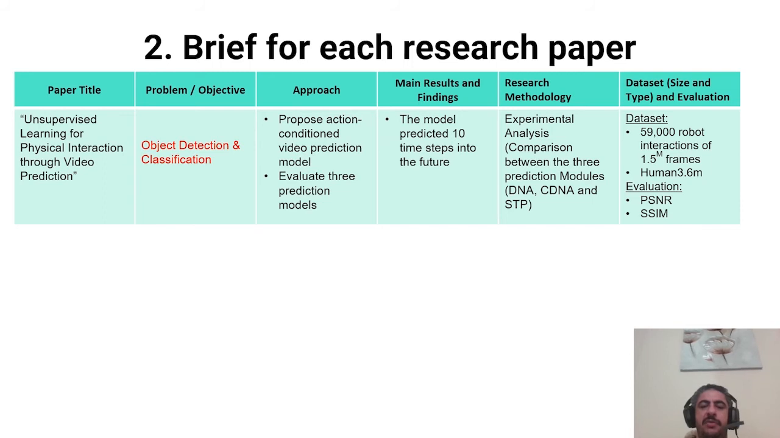The model was trained on a public dataset called Human 3.6M and a dataset of robotic interactions, followed by comparison with 3 prediction methods: DNA, CDNA, and STP. The evaluation metrics used in this paper were unique among all the papers. They used peak signal-to-noise ratio, PSNR, and structural similarity index measure, SSIM. The result of this paper shows the model produced video sequences more than 10 time steps into the future.